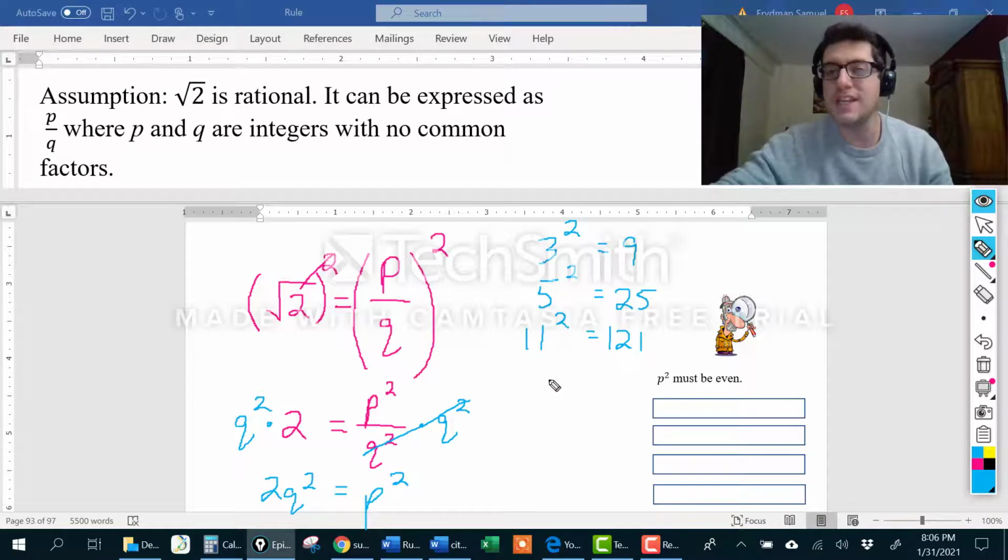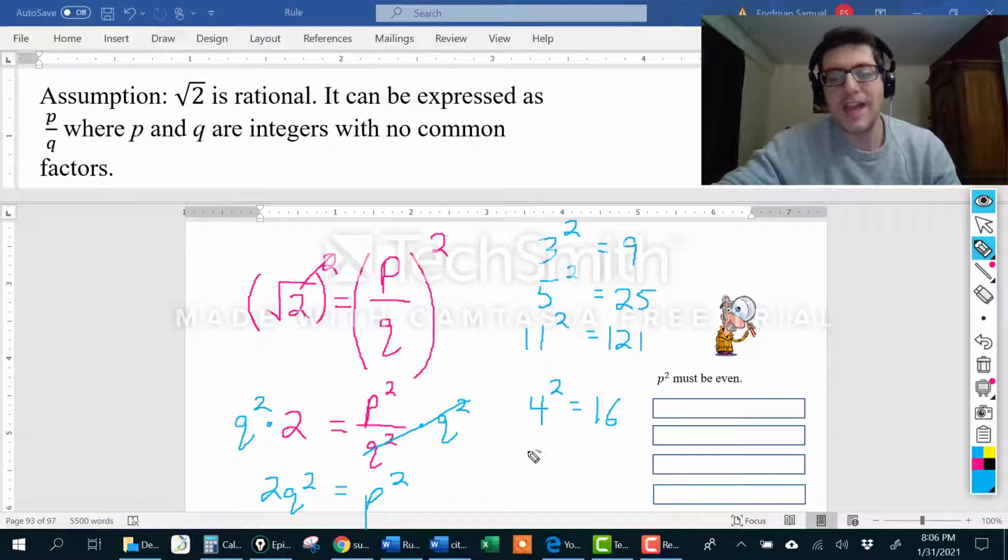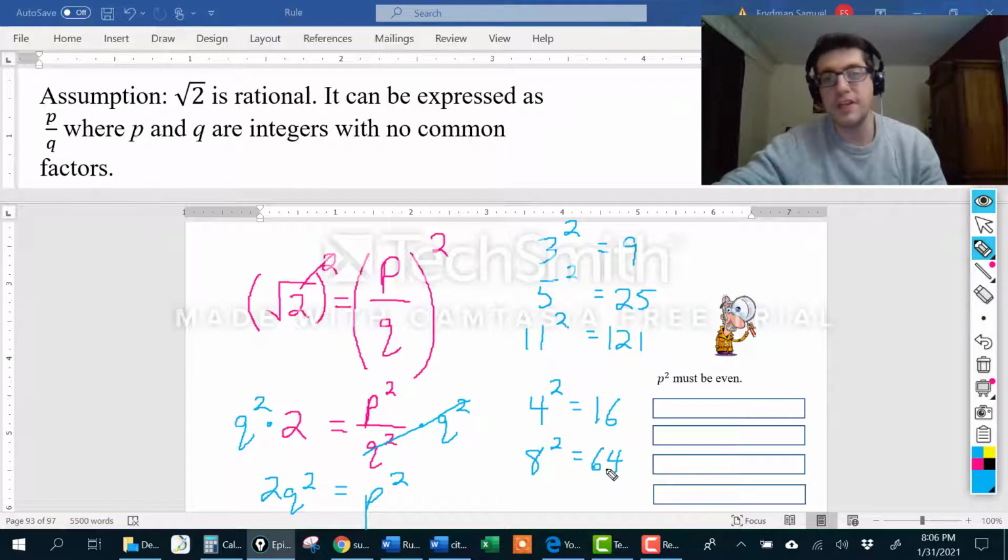What if I take an even number and I square it? So for example, 4 squared, that's equal to 4 times 4, which is 16. Okay? 8 squared, that means 8 times 8, which is 64. 16 and 64 are both even numbers. So if I take an even number and I square it, then I get an even number as a result.